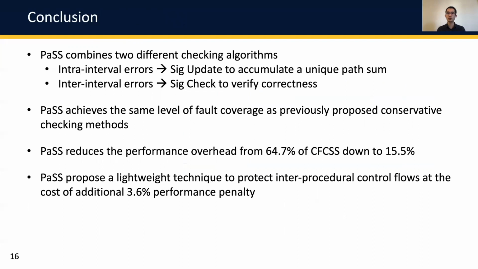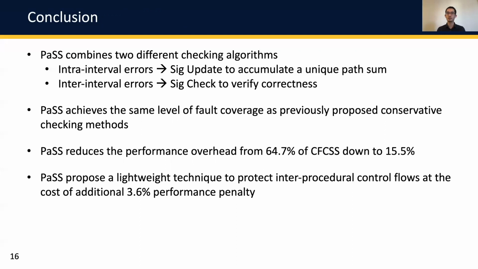To conclude this work, PASS combines two different checking methods to detect control flow errors. For intra-interval control flows, it accumulates a unique control flow path and defers the checking until the control flow exits the interval. However, it still validates every control flow that crosses two different intervals to ensure correctness. Although PASS reduces the checking frequency to the interval granularity, it can still keep the same level of fault coverage as previously proposed conservative checking methods.